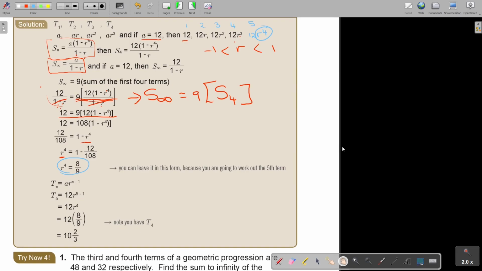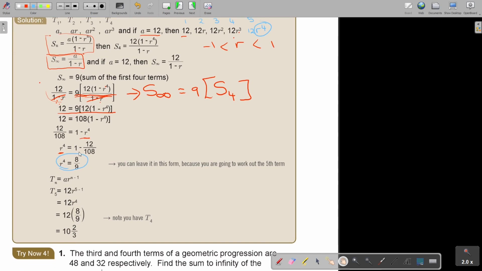So Tn, again I write down the formula from the formula sheet, or I can recall it. And then I get 12R to the power of 4, because I have A. And then in the place of R to the power of 4, I just put 8 over 9. And then I multiply it in and I get 10 and 2/3. Okay. And that's how you do it. Really not that difficult.